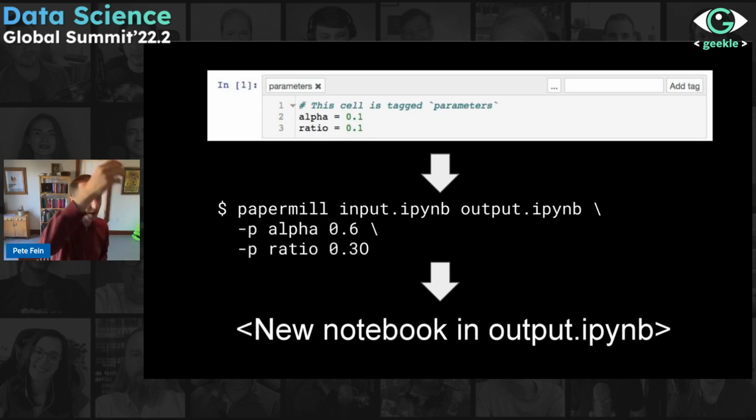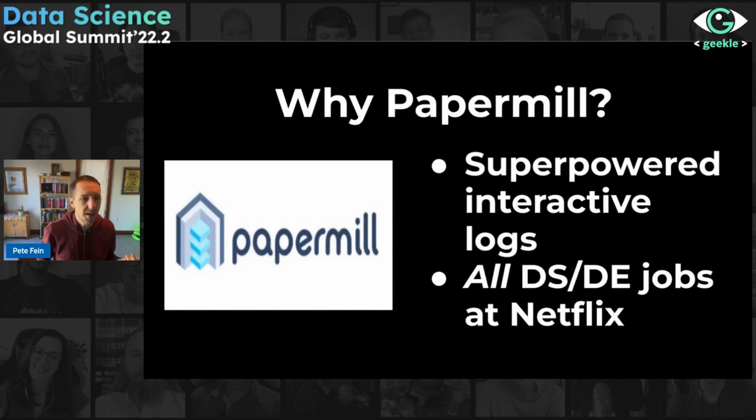So here we have one called ratio, and we'll run this under Papermill, and then it will execute your whole notebook. Instead of using 0.1, it will use 0.3 because that's what you passed on the command line. And then the output of that, aside from whatever side effects it has, is a new notebook. The cool thing about this is that it's like this superpower interactive log, where you can then go and look at what actually happened.